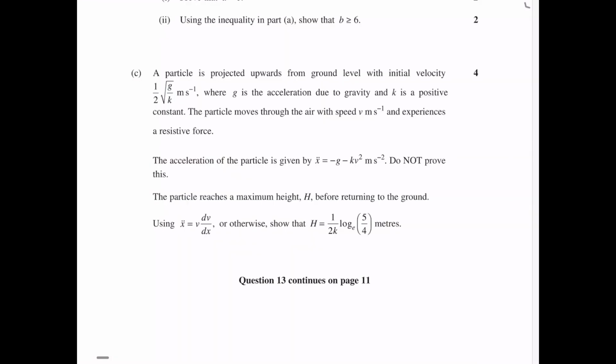Part C. A particle is projected upwards from ground level with initial velocity a half root g on k meters per second, where g is the acceleration due to gravity and k is a positive constant. The particle moves through the air with speed v meters per second and experiences a resistive force. The acceleration of the particle is given by x double dot equals minus g minus kv squared, meters per second squared. Do not prove this. The particle reaches a maximum height h before returning to the ground. Okay, so now the actual part of the question, using x double dot equal to v dv on dx, or otherwise show that h equals 1 on 2k log of 5 on 4 meters.